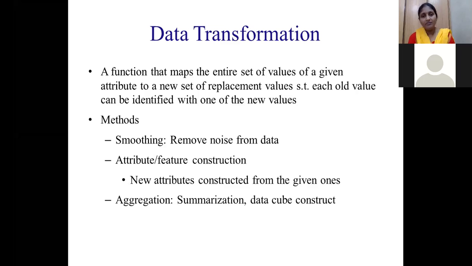That means if the data is available in different data sources or in different formats, we are converting it entirely into one single format. The process of converting the data or structure into another format is called data transformation. Here, a function maps the entire set of values of a given attribute to a new set of replacement values. So we are applying a function which is going to map the set of values of a given attribute.